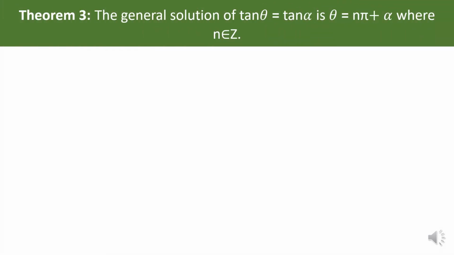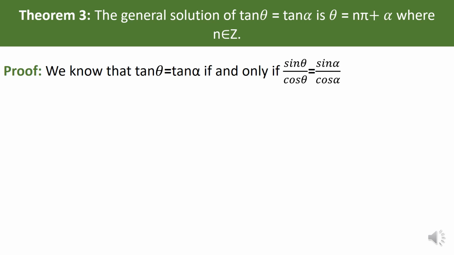Theorem 3, that is the general solution of tan theta is equal to tan alpha, is theta is equal to n pi plus alpha, where n is any integer. Here we use the formula for tan, that is tan is equal to sine upon cos. So tan theta is equal to tan alpha can also be written as sine theta upon cos theta is equal to sine alpha upon cos alpha.